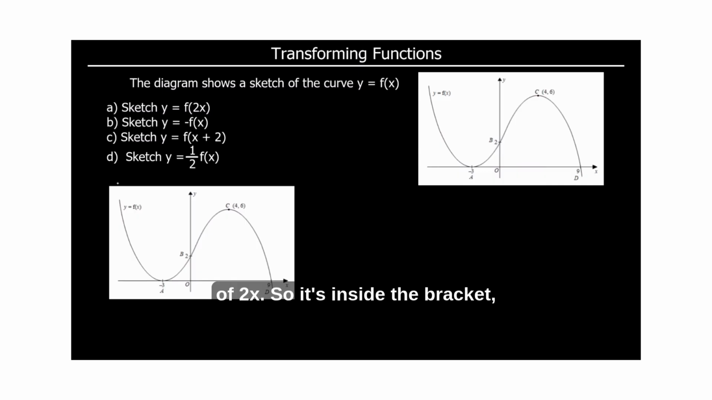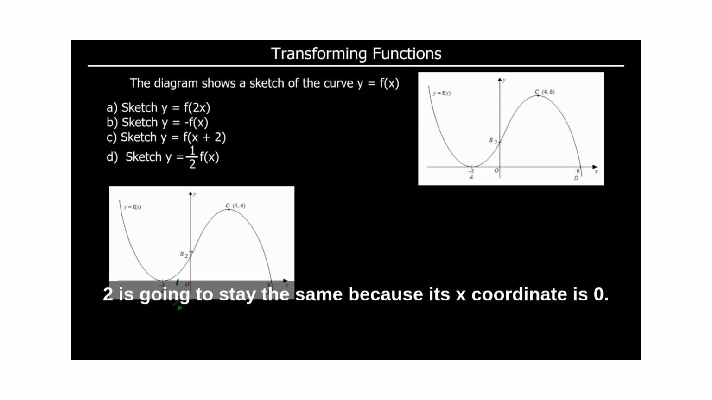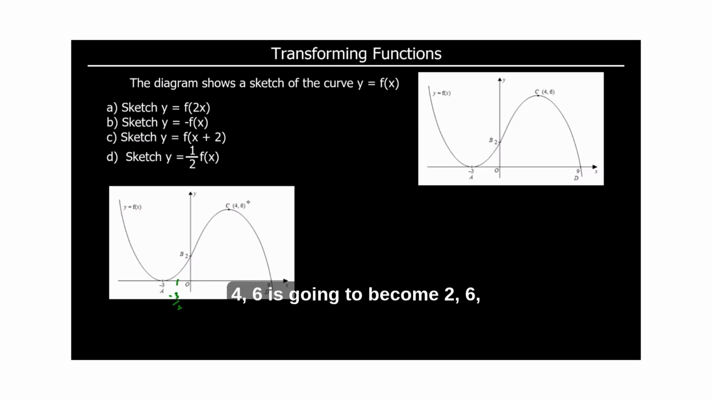f of 2x. So it's inside the bracket, changes the x, and it does the opposite. It's halving all the x coordinates. So we need to half all of the x's. So this -3 is going to go to -3/2. The 2 is going to stay the same because its x coordinate is 0. 4, 6 is going to become 2, 6, halving the x coordinate. And 9 is going to become 9/2, 4.5, halving again the x coordinate.